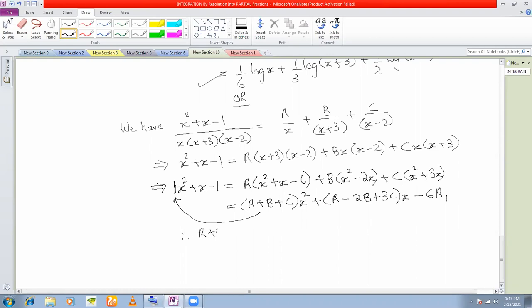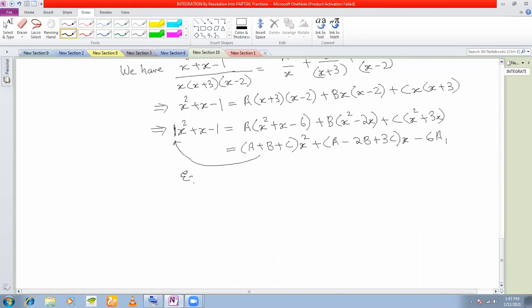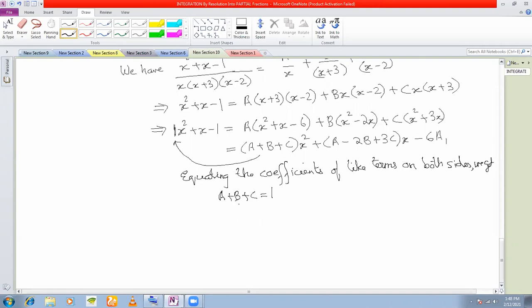So therefore, let me write here, equating the coefficients of like terms on both sides, we get a plus b plus c is equal to 1 because the coefficient of x square is 1.